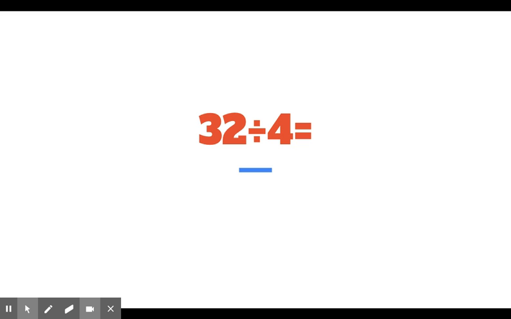32 divided by 4 equals 8. 24 divided by 6 equals 4. 24 divided by 8 equals 3. 5 divided by 1 equals 5. 63 divided by 9 equals 7. 6 times 4 equals 24. 3 times 8 equals 24. 24 divided by 4 equals 6.